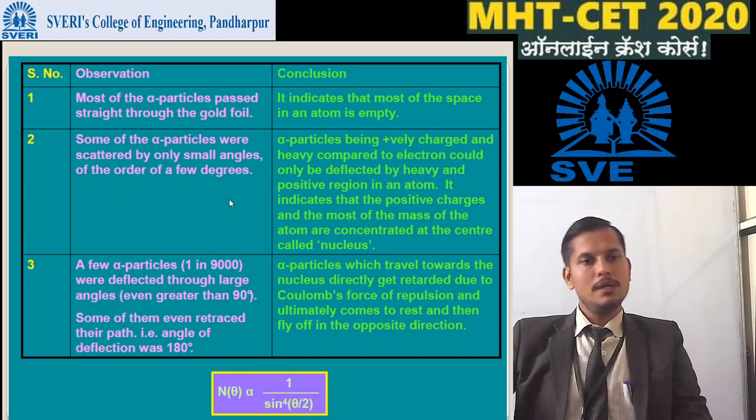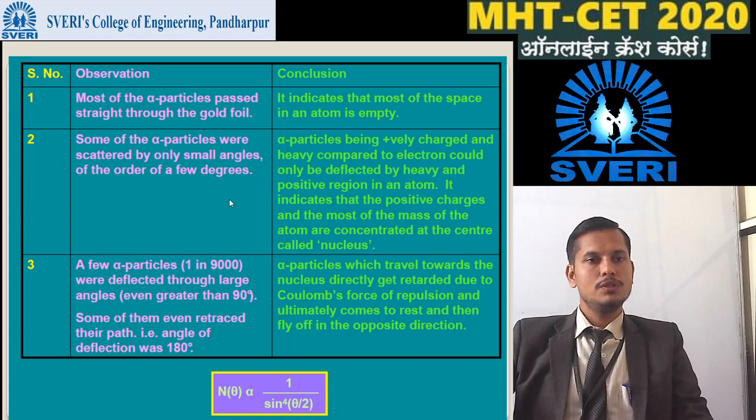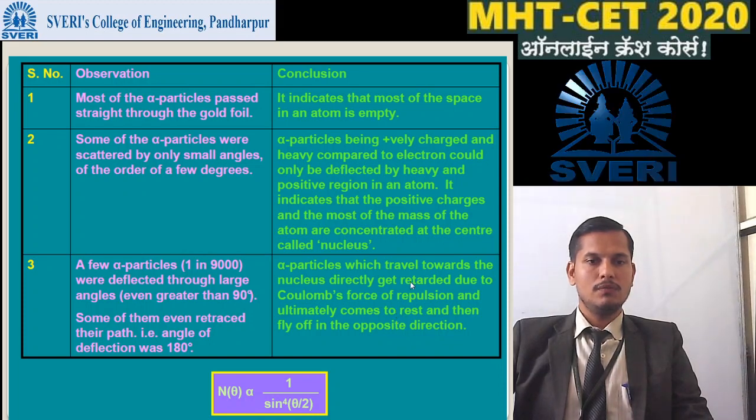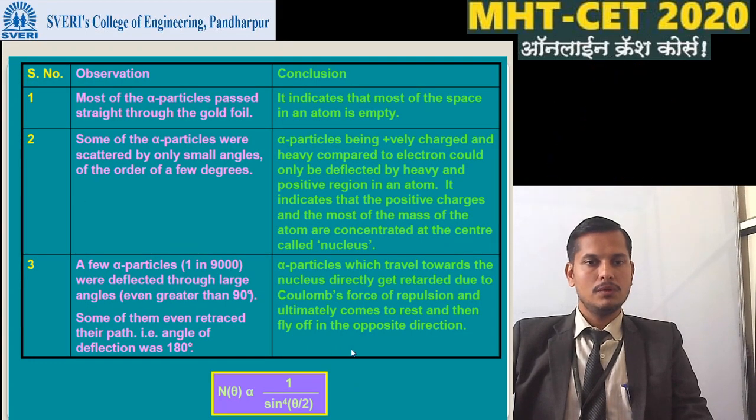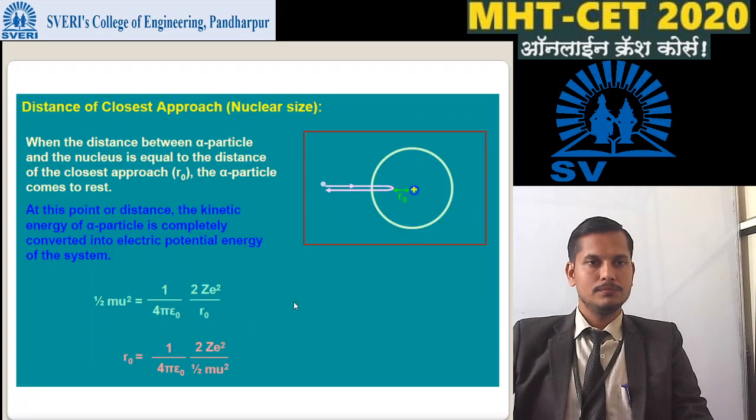Then some of the alpha particles were scattered by only small angles of the order of a few degrees, and few alpha particles were deflected through large angles, that is, alpha particles which travel towards the nucleus directly get retarded due to Coulomb's force of repulsion and ultimately come to rest and then fly off in the opposite direction, which is shown in our figure on the first slide. They move in the opposite direction.